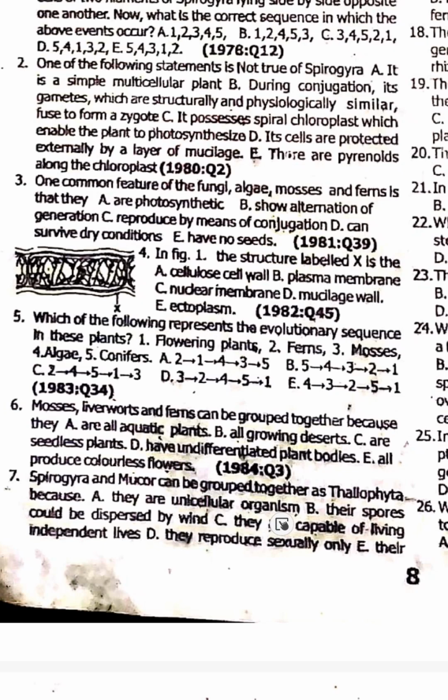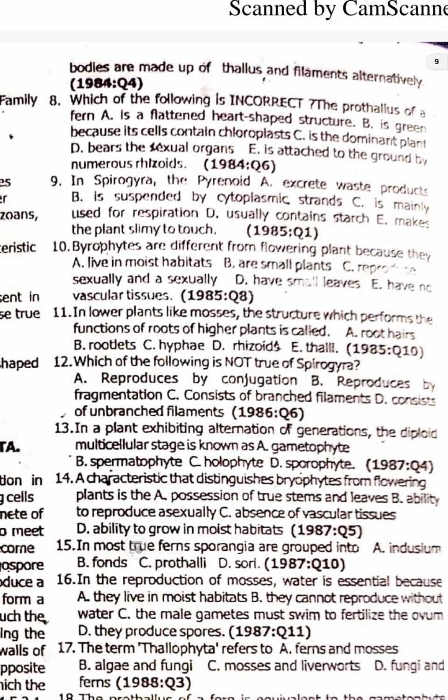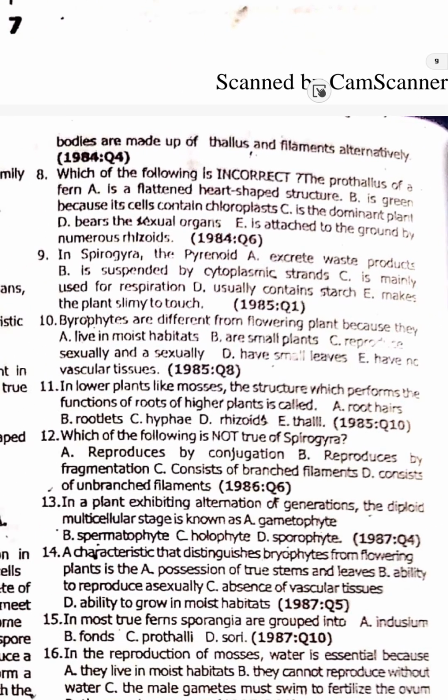Number 7, Spirogyra and mucor can be grouped together as thallophytes, because a thallophyte is like a rope, you understand? Filament, thallus, that's what they call it. Their bodies are made up of thallus and filament, which is like a rope. Number 8, which of the following is incorrect? The prothallus of a fern is the dominant plant. So number 8, you have option C.